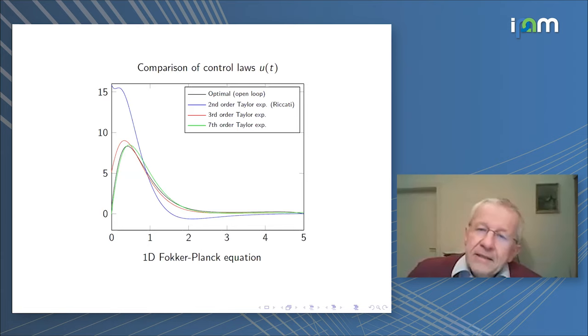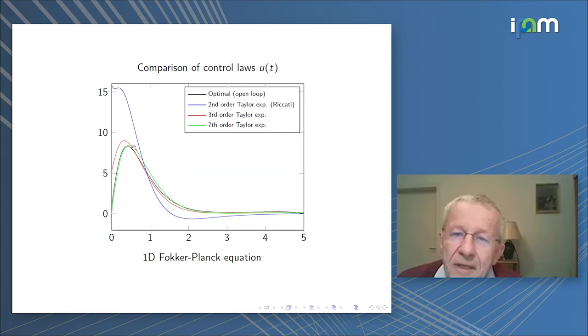And you see here in black the optimal open loop solution, the optimal solution. How did we get it? By open loop column. And then the Riccati in blue, third order Taylor, seventh order Taylor expansion.